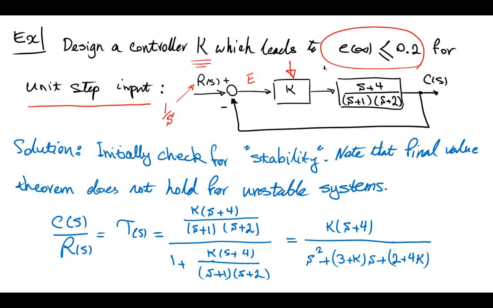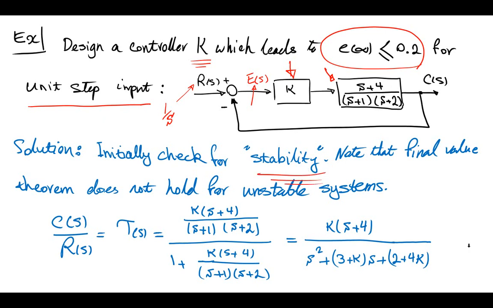This is a system, a plant: a bicycle, a ship, an airplane, a car. We're going to design a controller, this K, such that the steady state error, the final value of this error, is less than 0.2. The solution: initially check for stability.